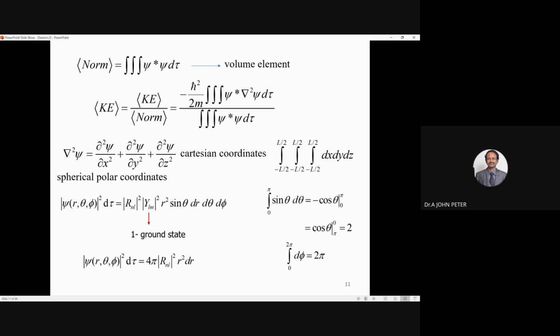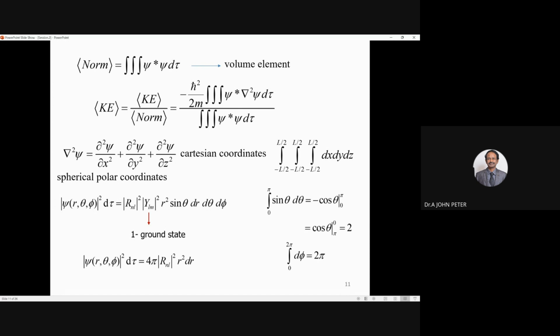In spherical polar coordinates, we have to use psi as a function of r, theta, phi. Theta and phi are the polar angles, and r is the radial part. Theta, phi are the spherical harmonics. Theta is the polar angle and phi is the azimuthal angle. Together we call this the spherical harmonics. And this is given in spherical polar coordinates.